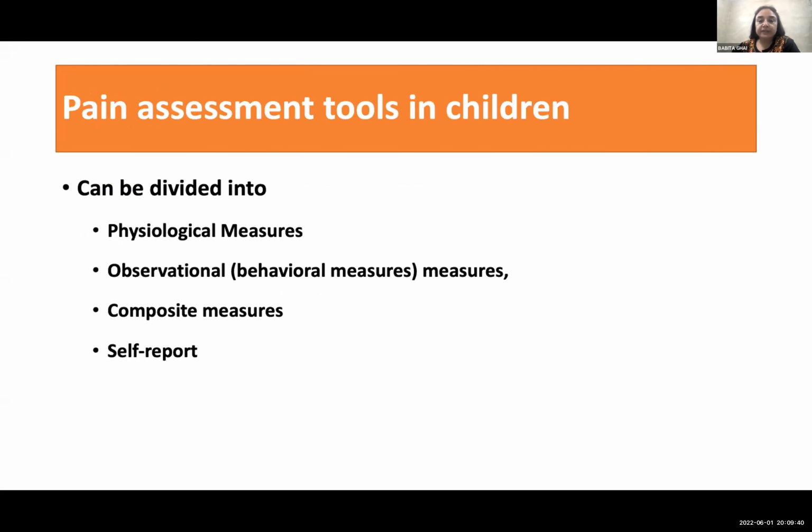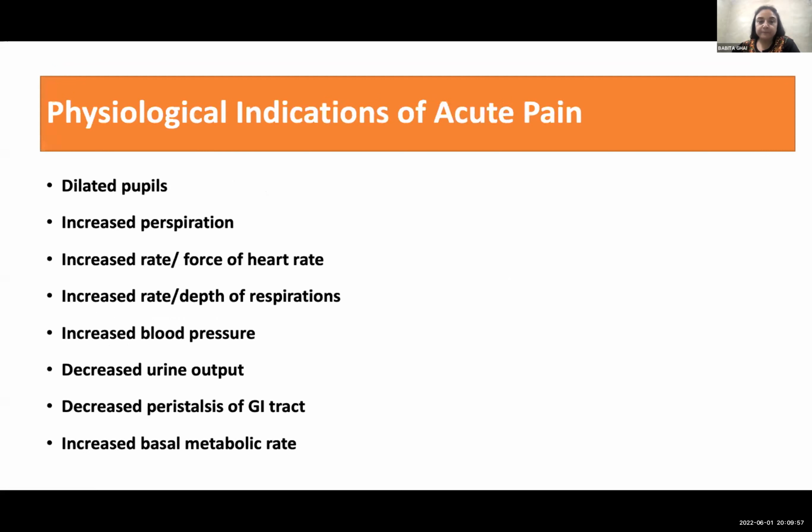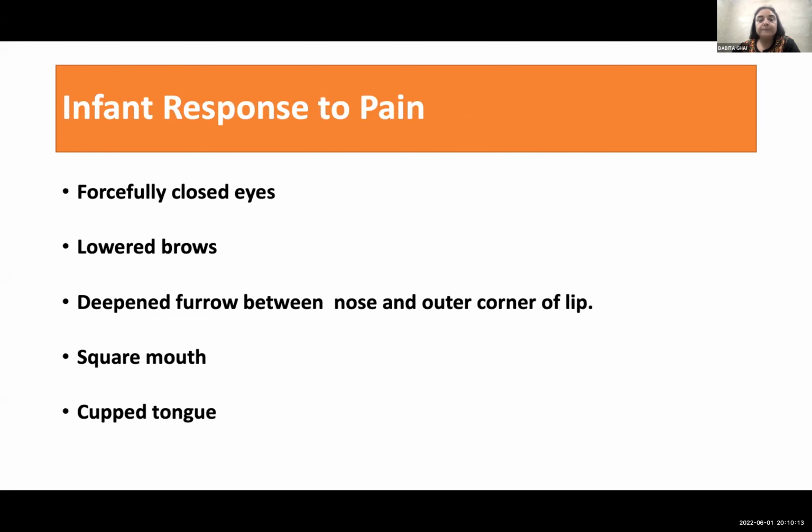Various pain assessment tools are available in children. As I mentioned, self-report is missing in most children, and only verbal children can give a self-report of the pain. So the pain assessment tools can be divided into physiological measures, observational measures, composite measures, or self-report. The physiological measures of acute pain are usually a dilated pupil, increased perspiration, increased heart rate, increased BP, decreased urine output. And most of these physiological parameters are included in the composite assessment tools of the pediatric patient.